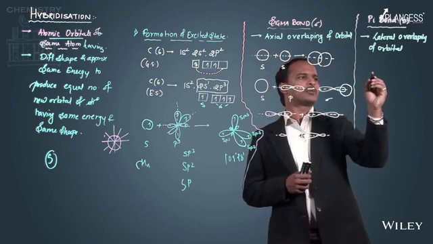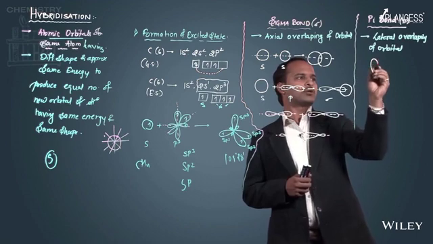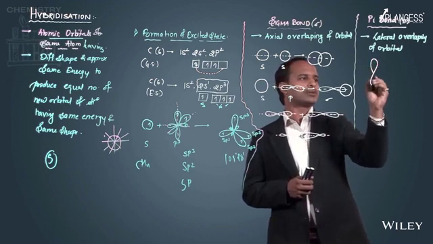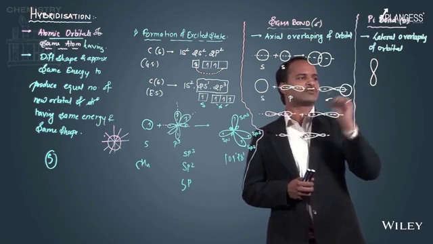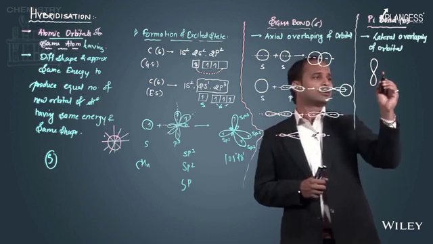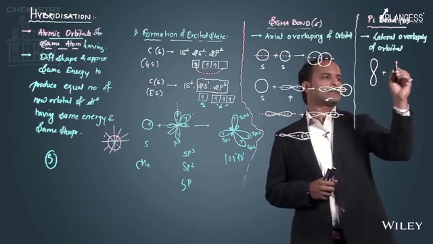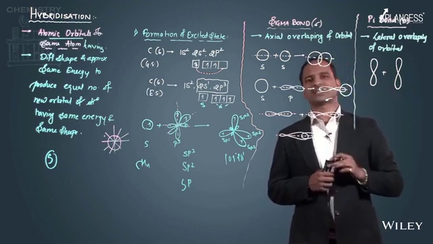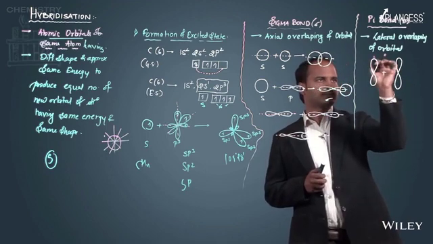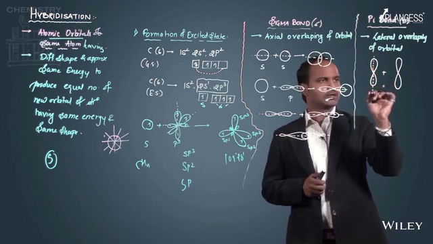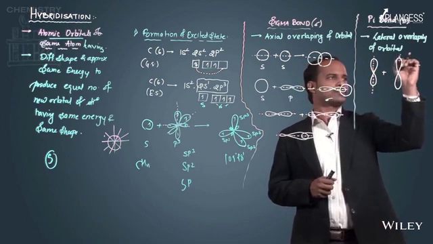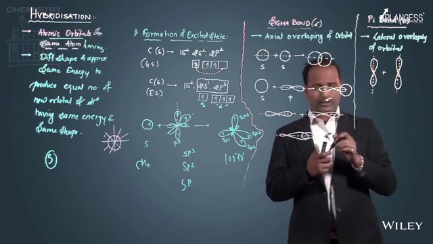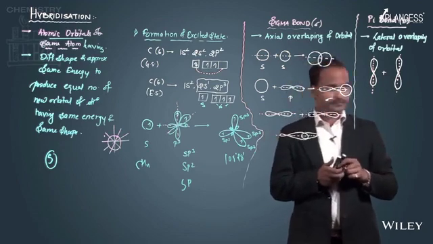This is a p orbital. As I said, a pi bond, that is lateral overlapping, is not formed by the s orbital. The s orbital always forms axial overlapping. This is the first p orbital. This is the second p orbital. Axis for this and axis for this. Now let both be overlapping.